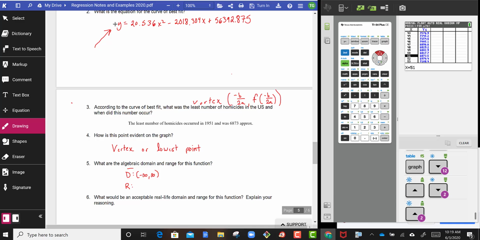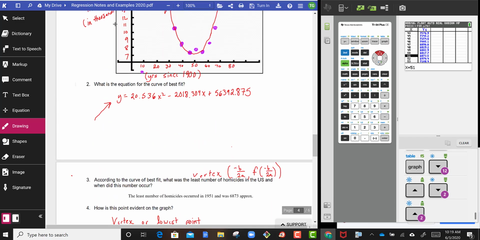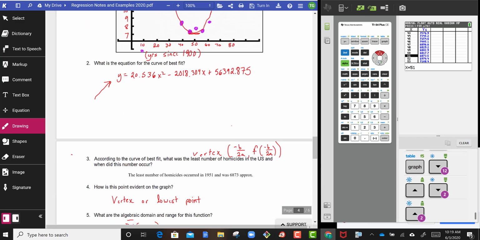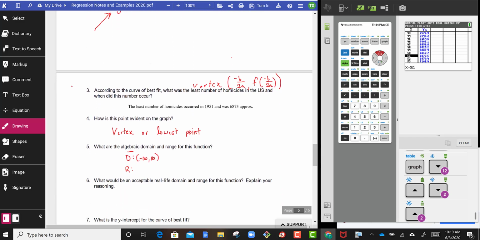The algebraic range would be whatever this lowest Y value is, which we just came up with. The lowest Y value was 6,873. So we're going to do a square bracket around 6,873, and then it goes up to infinity. And again, we call this algebraic because since this is a real life situation, a range of infinity homicides doesn't really make a whole lot of sense. And that's what we're going to tackle in number 6.